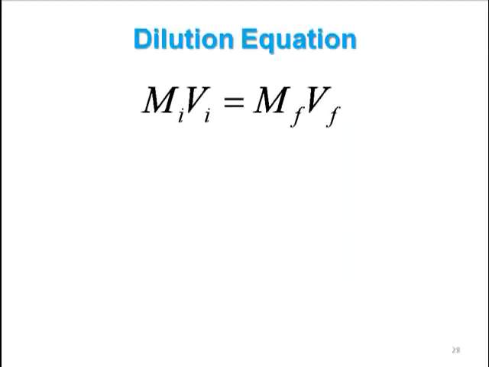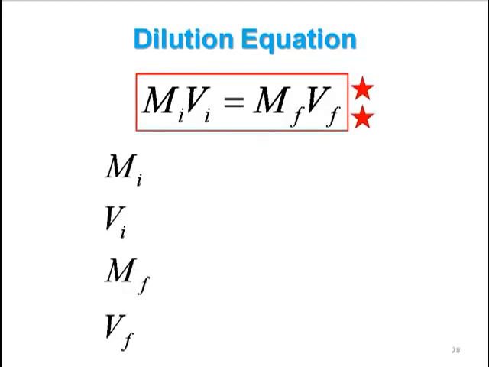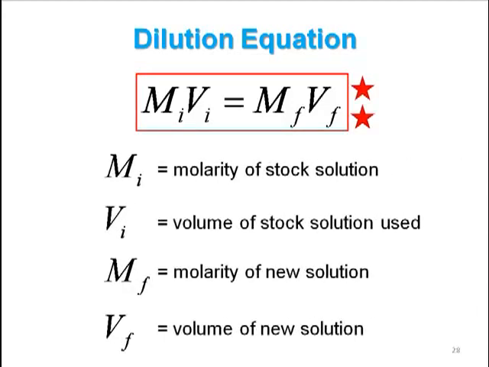This here is called the dilution equation. This is the one equation you need to know to make a solution and dilute it. The I stands for initial, the F stands for final. So MI is the molarity of the stock solution, VI is the volume of the stock solution used, MF is the molarity of the new solution, and VF is the volume of that new solution. M1V1 equals M2V2 is another way of writing this. This is the number one equation I use anytime you make solutions or deal with solutions. Number one.